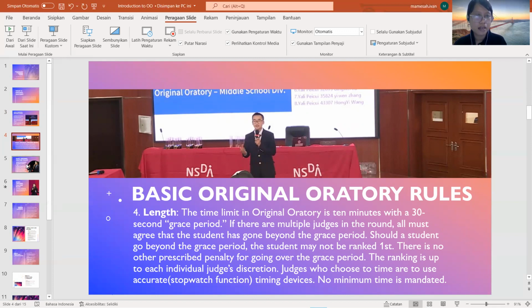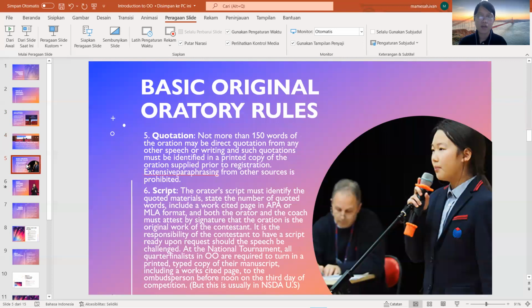Okay, and next, the fifth one is regarding quotation. So not more than 150 words of the oration may be direct quotation from any other speech or writing, and such quotations must be identified in a printed copy of the oration supplied prior to registration.